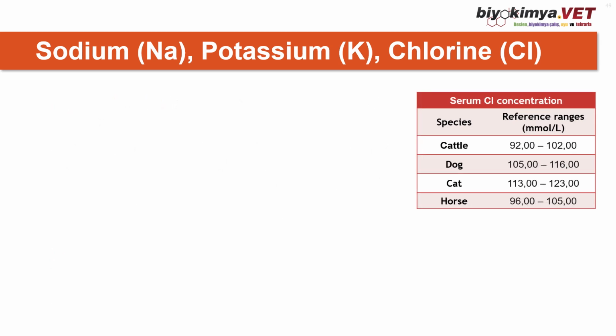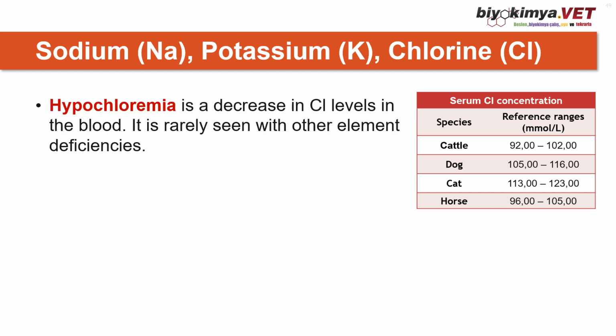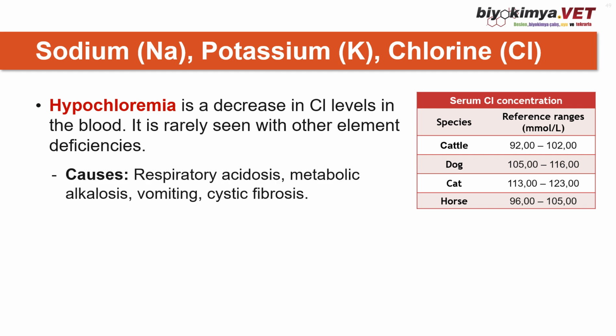Here you see reference ranges of serum chlorine concentration in cattle, dog, cat, and horse. Hypochloremia is a decrease in chlorine levels in the blood and is rarely seen, and causes are respiratory acidosis, metabolic alkalosis, vomiting, and cystic fibrosis. And cystic fibrosis is an autosomal recessive genetic disease of the lung, pancreas, intestine, and sweat glands.